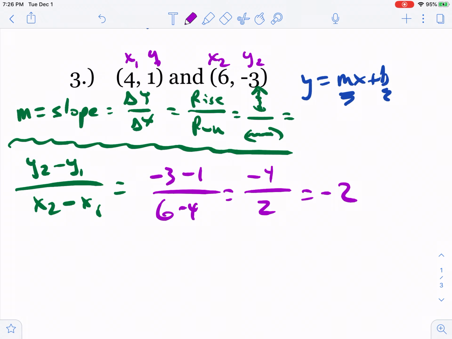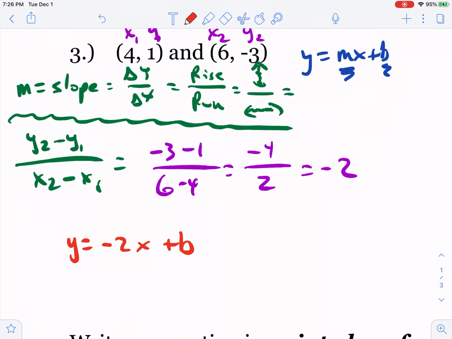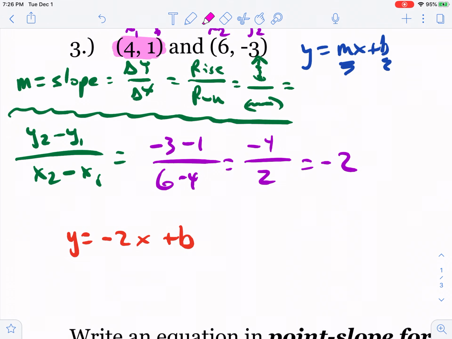Am I done? Not even close. I now need to write y equals, what's my slope? It's negative 2x plus b. I need to find my y-intercept, my b, if you will. So I'm going to pick either number. I'm going to pick this one right here, 4, 1. Okay, that work for you? 4, 1.